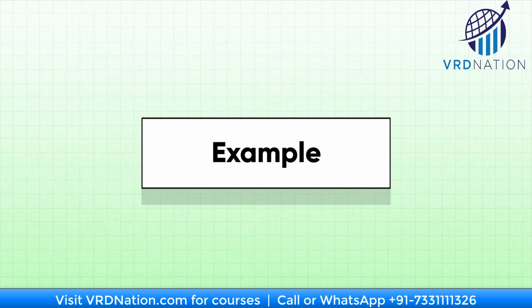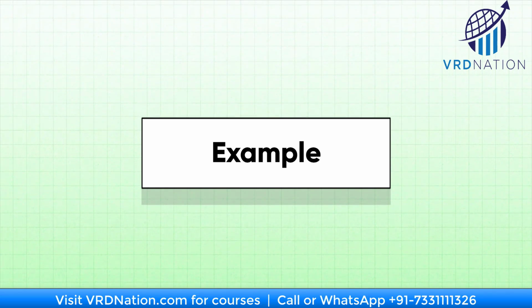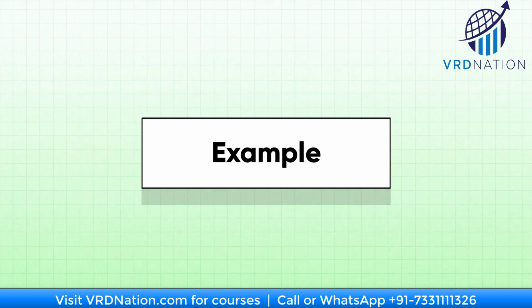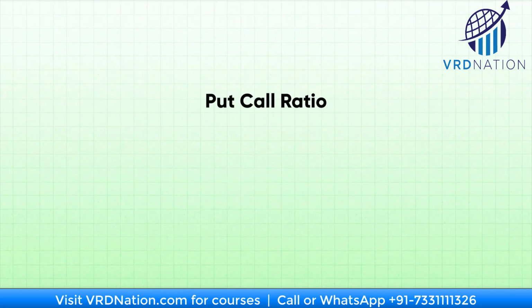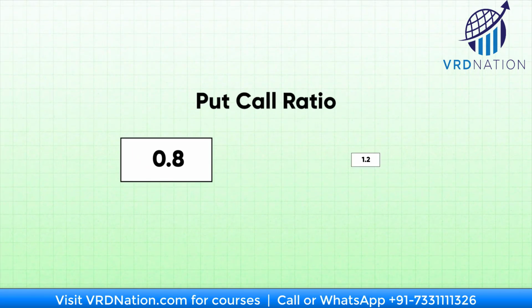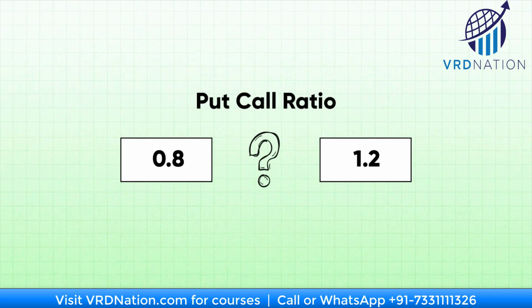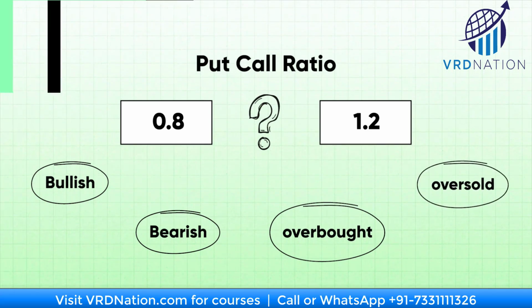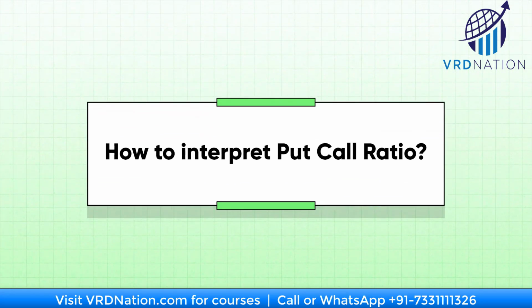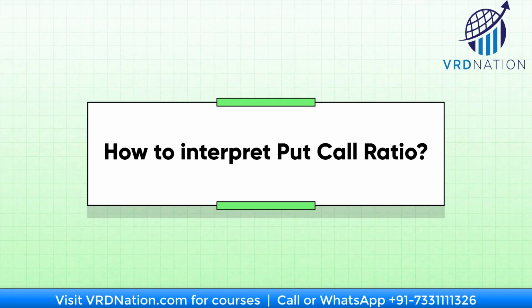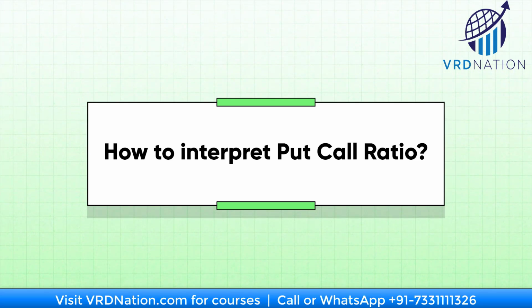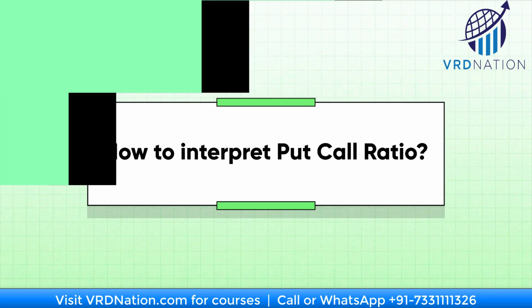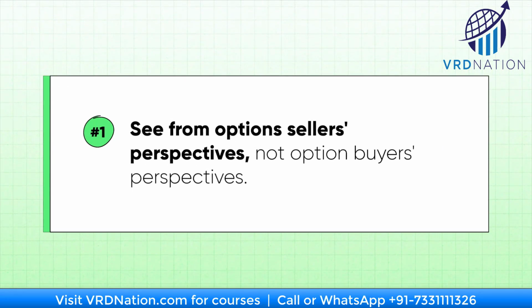So guys, now that we know how put call ratio is calculated and from which websites we can easily find them, let's say we got a put call ratio of 0.8 or 1.2, but what does it actually mean? Does it mean that the market is bullish or bearish, overbought or oversold, right? So how do we interpret a put call ratio? So the first rule for understanding put call ratio or any other options based data for that matter is that we have to see them from an option seller's perspective, not option buyer's perspective, option seller's perspective.